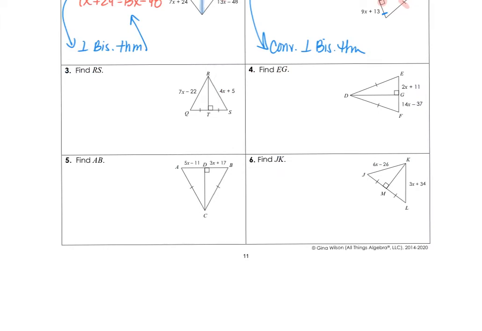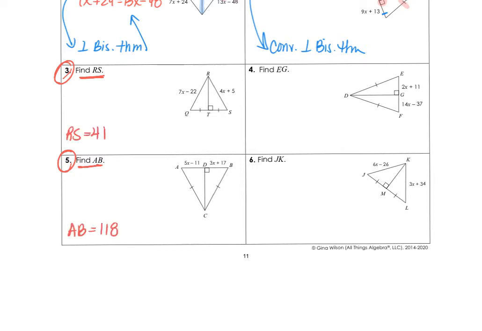All right, so at this point, I'd like you to pause the video and try 3 and 5. Keep in mind here you're finding now RS and AB. So you are going to have to solve for x first and then find the segment measure. You know how to do that. Pause the video, try both of those, and then I'll give you the answers.